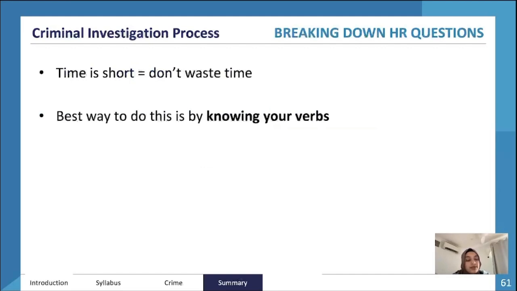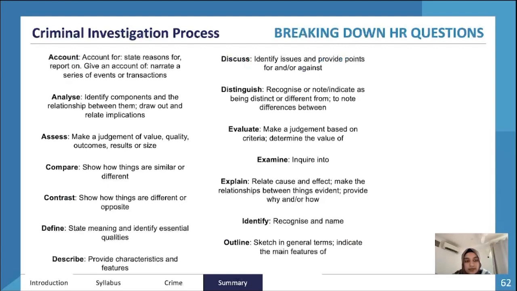A few other tips. Remember that time is short. Don't waste your time. The best way to do this is by knowing your verbs, right? So again, I would recommend going onto the NESA website, going to HSC verbs, picking out the ones that you know are really commonly assessed in your subjects and understanding how to effectively answer those, and looking at the sample answers on the NESA website from your past papers and seeing how people have answered those in the past to get full marks.